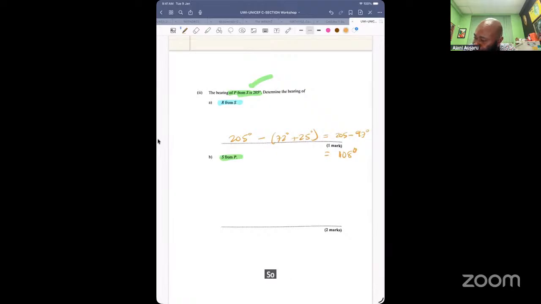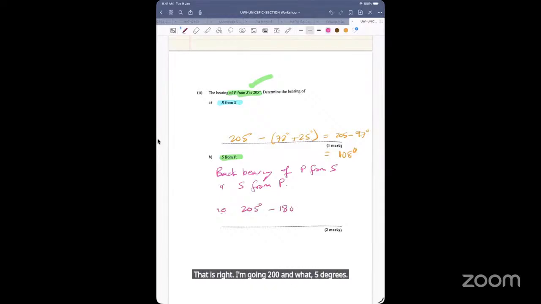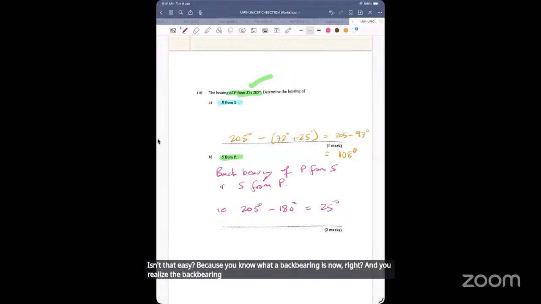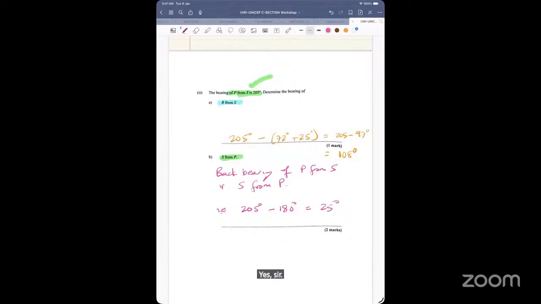So let's answer the question. The answer is the back bearing of P from S, which is S from P, is 205 degrees minus 180 degrees. And this is equal to 25 degrees. And we're done. Isn't that easy? Because you know what a back bearing is now, and you realize what this question is asking you for, right? Now, let's go back.